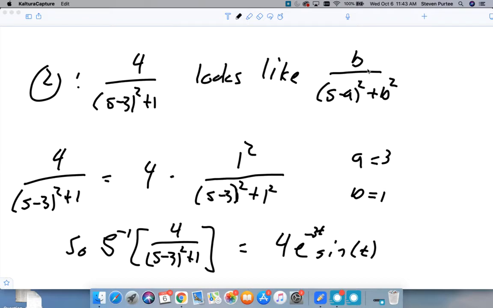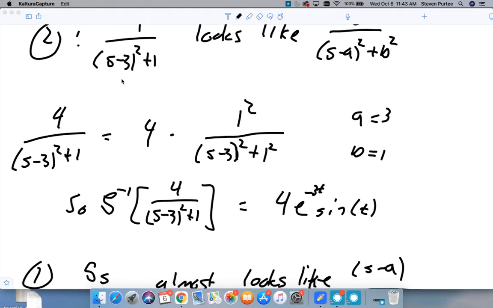Now we fit this pattern exactly. a is 3, b is 1. So the inverse Laplace transform of that will be 4. That just comes along for the ride. e to the negative at sine of bt.